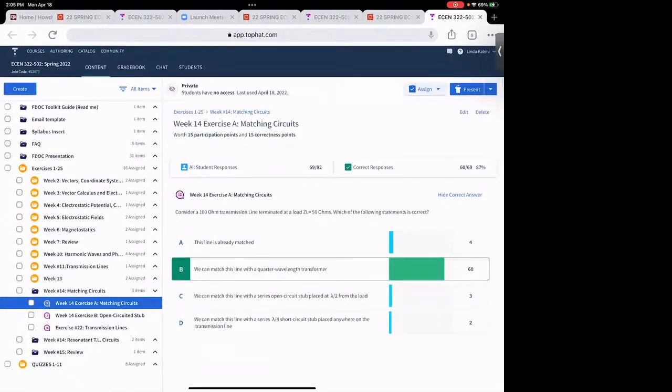Yes, it is a quarter wavelength transformer. Whenever you have a resistive load, you're not going to do anything else, because anything else is going to be a waste of your time. Every time you have a resistive load only, you're going to do a quarter wavelength transformer. You're not going to think of anything else. All right. You're going to start thinking of other things when your load is complex.